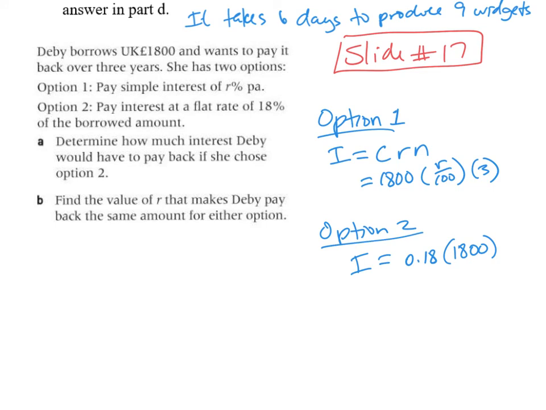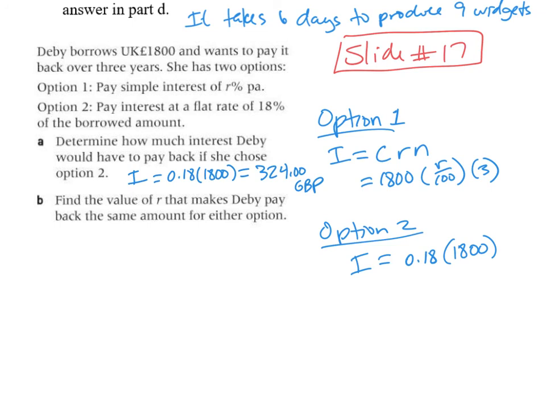So letter A says determine how much she'll pay back on option 2. So if we actually do the calculation and take 18% times 1,800, we get 324 Great Britain pounds, okay? And I went ahead and wrote it to the nearest penny. Well, it wouldn't be penny, but the nearest hundredth.